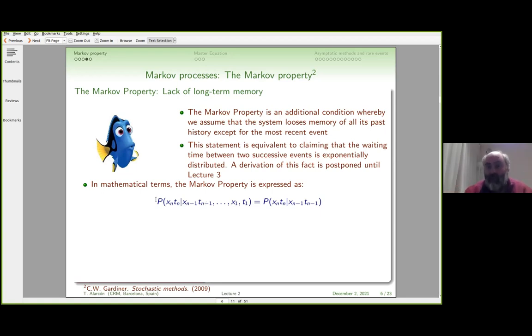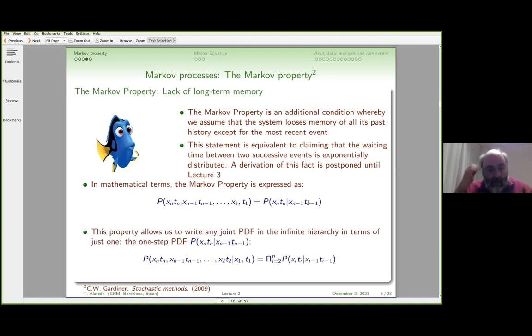So in principle, if we don't assume anything else, the probability of observing some state at time tn depends on that history. By assuming that the system is a Markov system, a Markov process, this is assumed to be equal to this one here. So basically what we have said is that the system has forgotten all its past history except the most immediate event. Okay, so that's it.